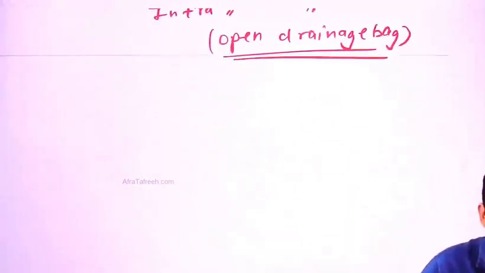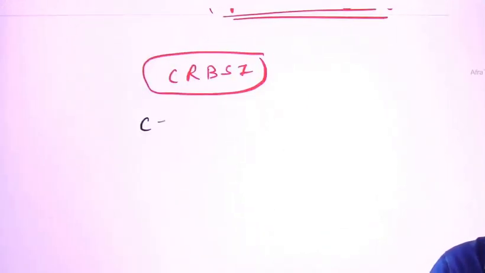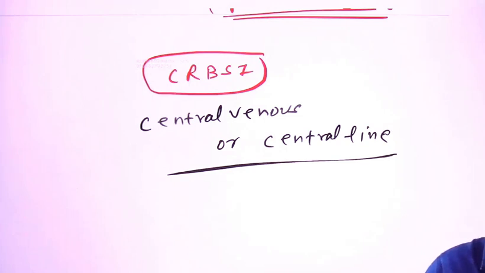Now talking about the CRBSI, that is catheter related bloodstream infections. Okay, now basically it associates with what? The central venous line, or you can call it a central line. Okay, so you have put what? A central venous catheter, and you can also call it what? A central line is being put.